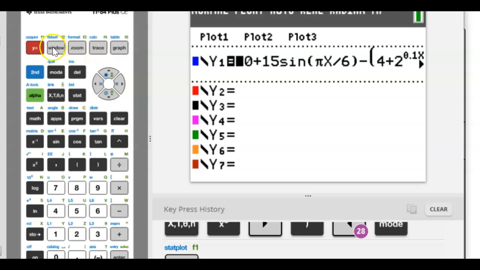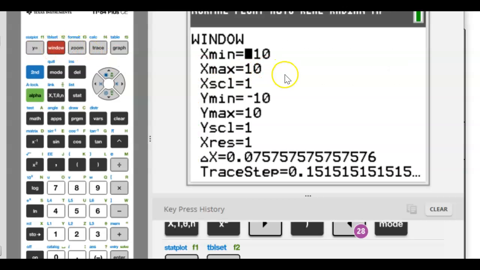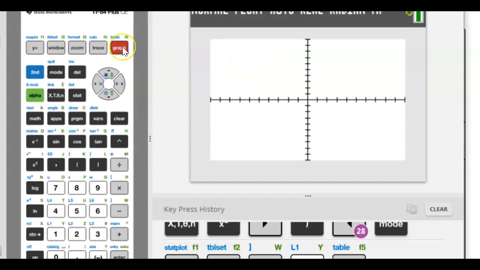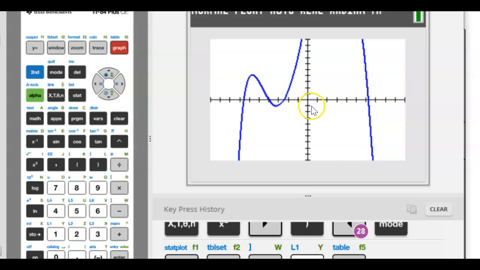For my window, I only care about 0 to 8. So instead of going from -10, I'll just go from -1 to 10. And we're going to graph this. Remember, we care about where it equals 0, and we only care from 0 to 8. So it looks like we want right here, okay? So we're going to find that exact answer.